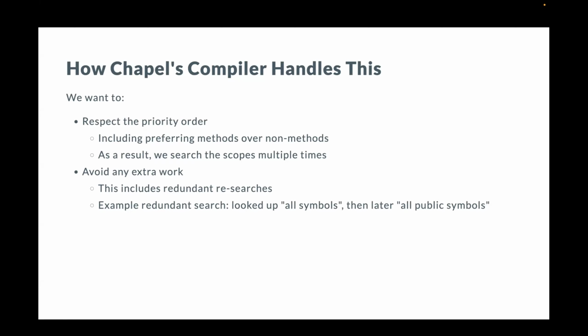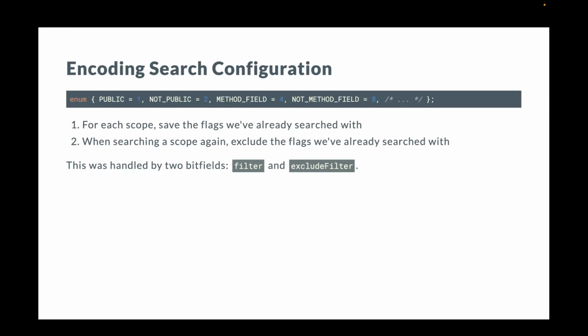And that motivates the design of Chapel scope resolution features. This is encoded in the compiler by a bit field, which basically stores properties of things that we currently care about. So you have a bit flag for public things, a bit flag for non-public things, so private things, a bit flag for methods, and a bit flag for non-methods. And to avoid redundant searches, for each scope that we've searched, we save the flags we've already searched with.